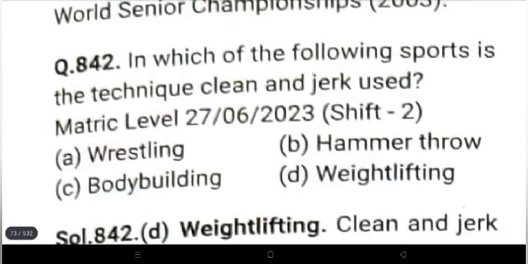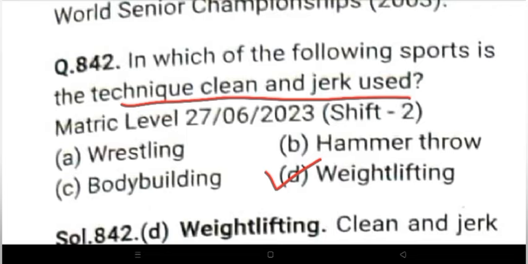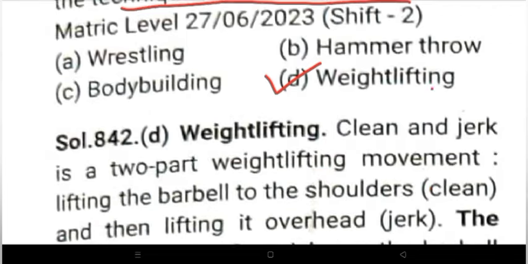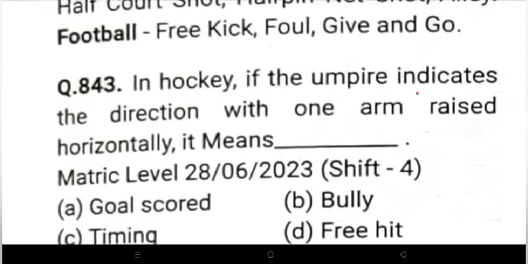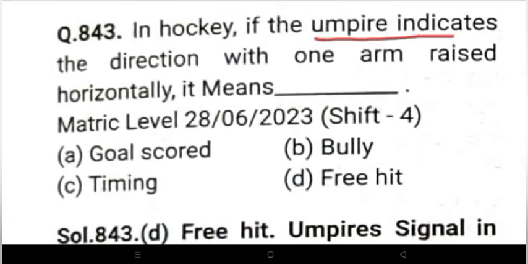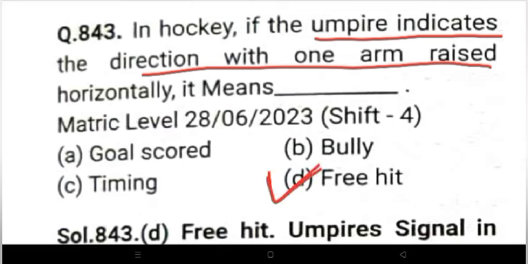Next, in which of the following sports is the technique clean and jerk used? Weightlifting. Next, in hockey, if the umpire indicates the direction with one arm raised horizontally, it means a free hit.